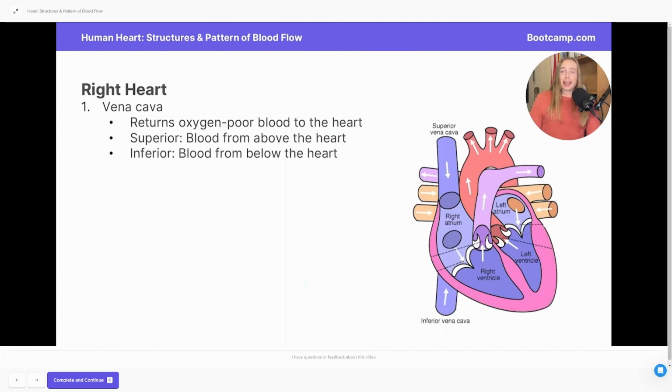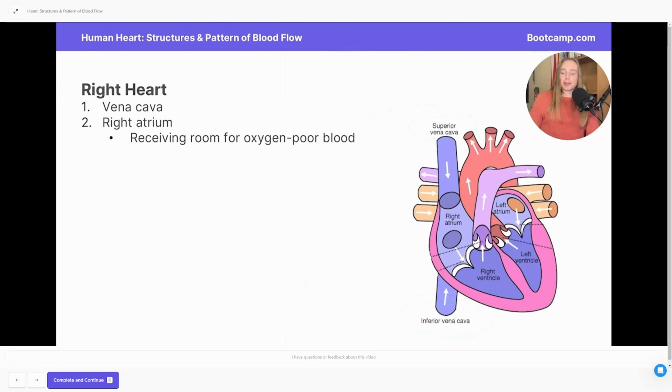The superior vena cava has the job of returning oxygen-poor blood from above the heart, while the inferior vena cava here has the job of returning oxygen-poor blood from below the heart. From the inferior vena cava, we next travel to the right atrium. I like to think of the right atrium as the receiving room for all the oxygen-poor blood in the body. In other words, the blood that isn't coming from the pulmonary circuit.